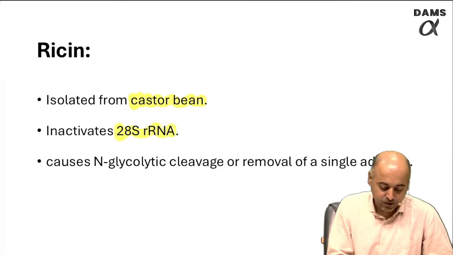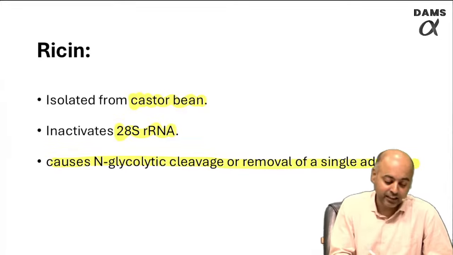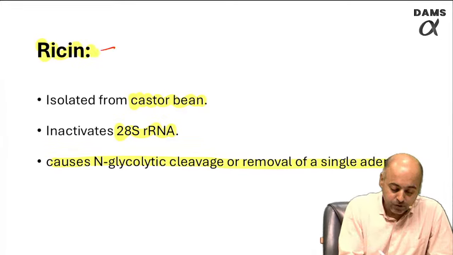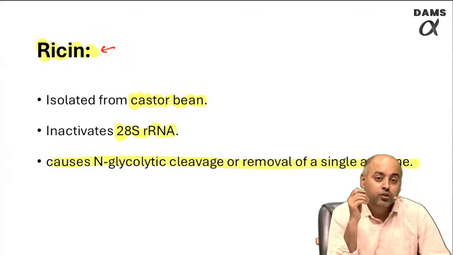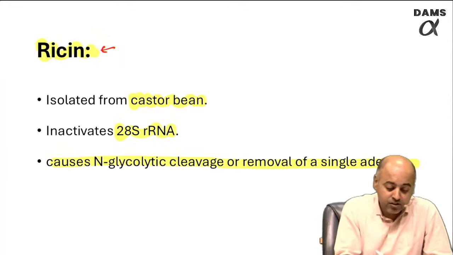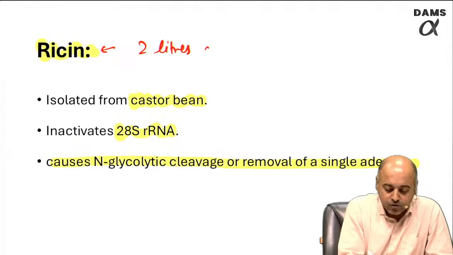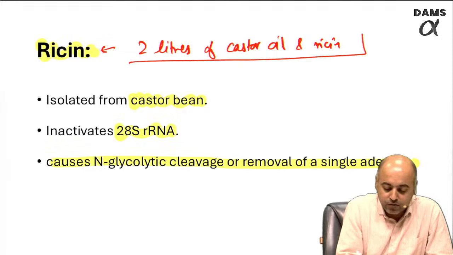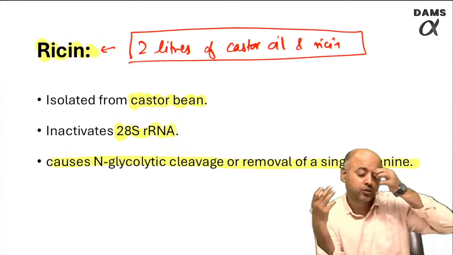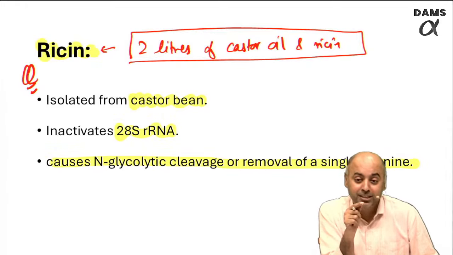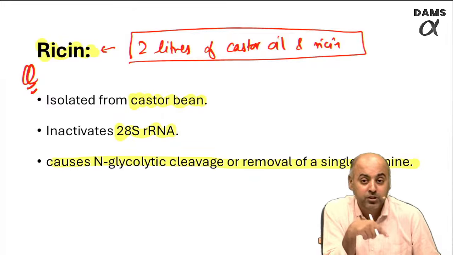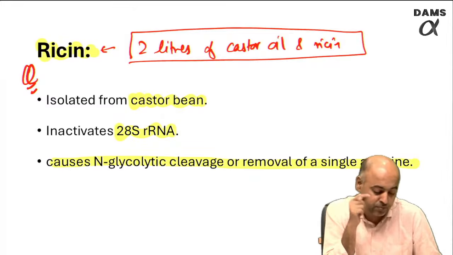Ricin inactivates the 28S ribosomal RNA, causes the hydrolytic cleavage of the adenine. Ricin becomes very important because recently, during one of the police actions against a terrorist module in the Delhi NCR region, 2 liters of castor oil and ricin were extracted, which was part of a very big terrorist activity, and because of this ricin is more likely to land up in your exam. For the last 2-3 exams they've been asking the diphtheria toxin, but I am expecting that ricin will land up in your exam this time. It was very much highlighted in the newspapers. Okay, so please keep in mind ricin.